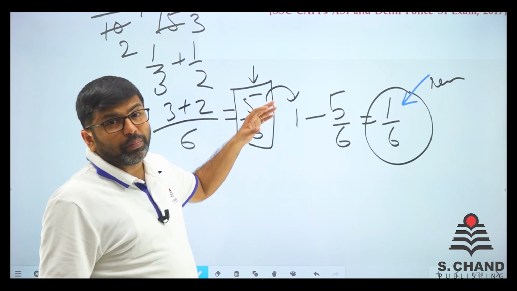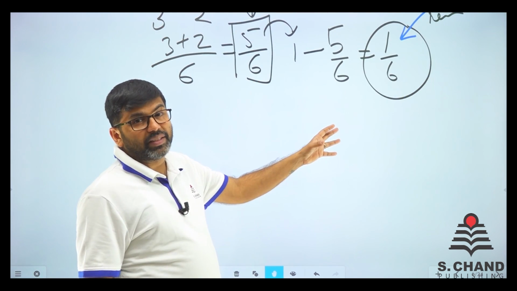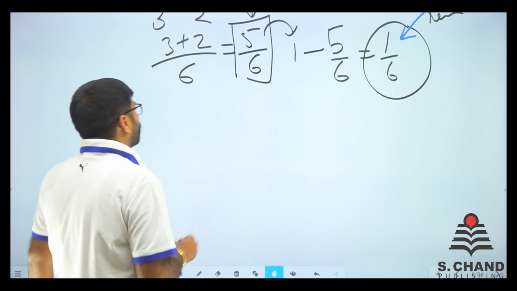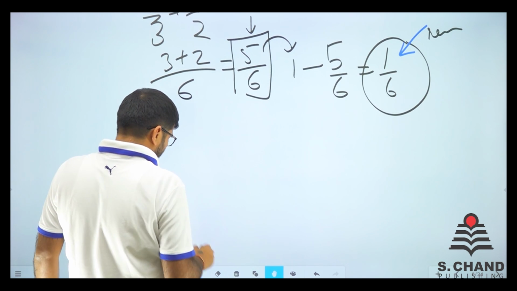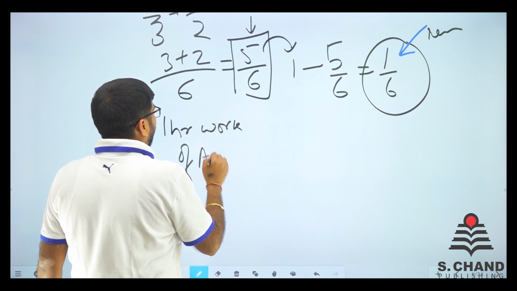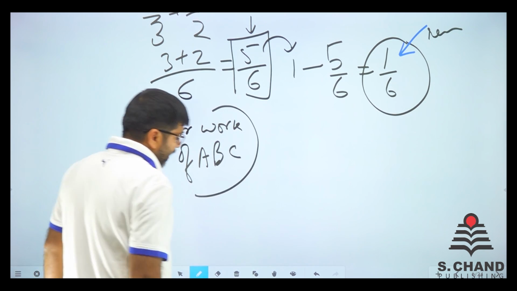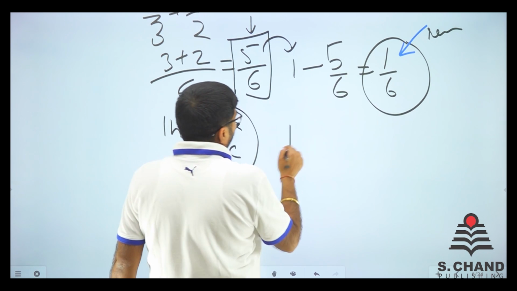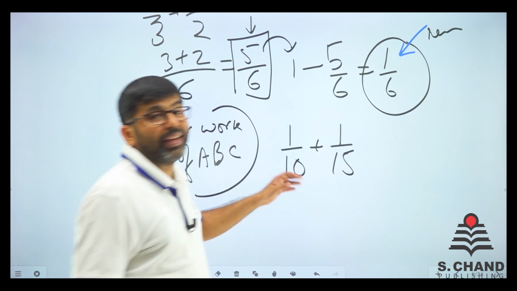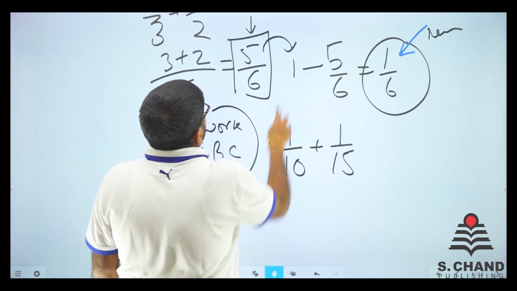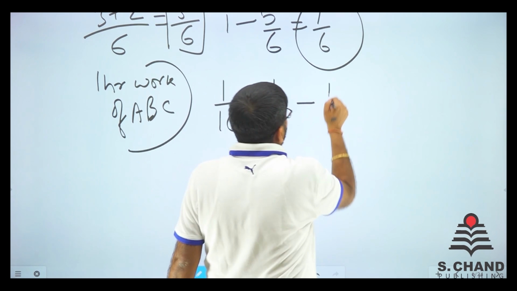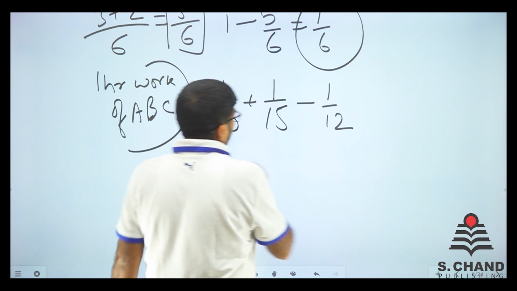Now to fill that 1 by 6 part, so only 1 by 6 part is left, and now we open all the pipes, right? All the pipes simultaneously. So what we'll do is 1 hour work of A, B and C. Let's calculate this. 1 by 10, 1 by 15. These are the two inlets A and B. And what about C? That is minus. So C is like 1 by 12. So minus 1 by 12, right? So do it like that.